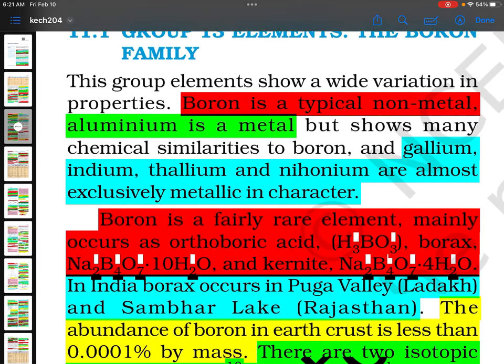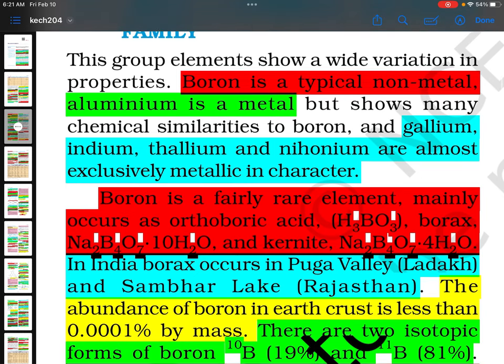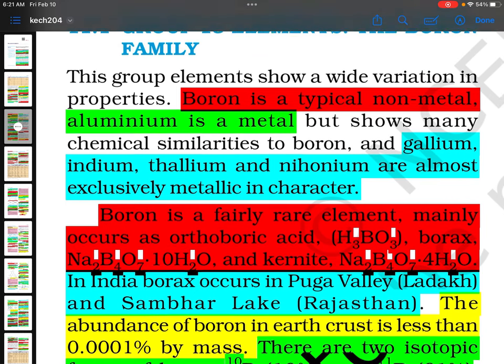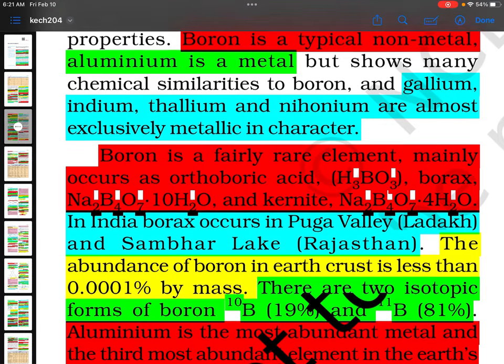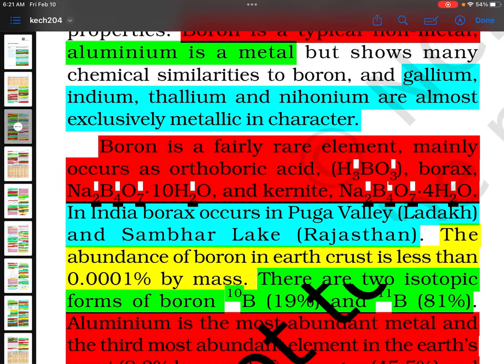We need to focus on a few examples and particularly uses. Boron is a typical non-metal. Group 13 we are discussing. Aluminium is a metal. Gallium, indium, thallium, and nihonium are almost exclusively metallic in character.